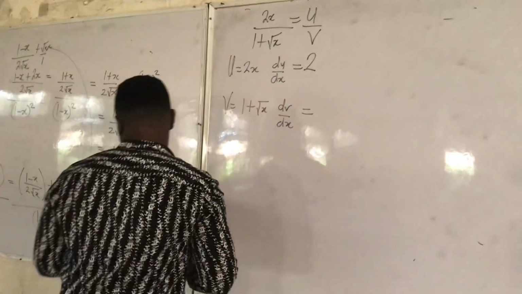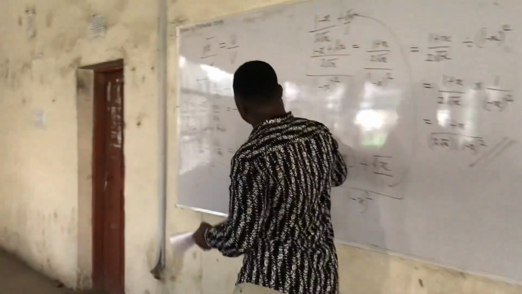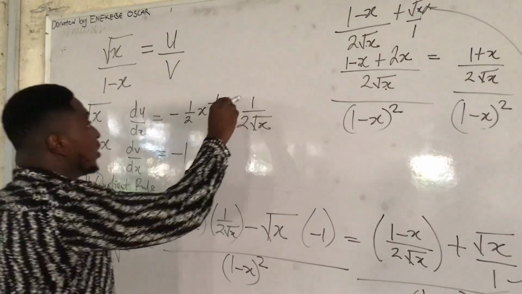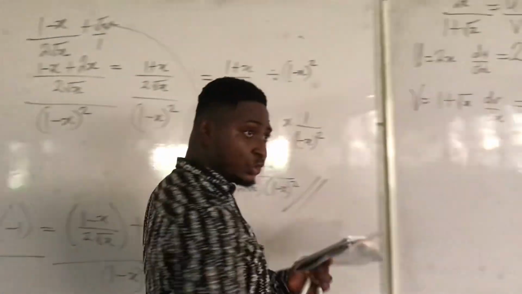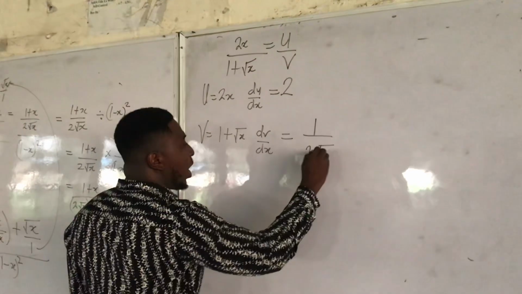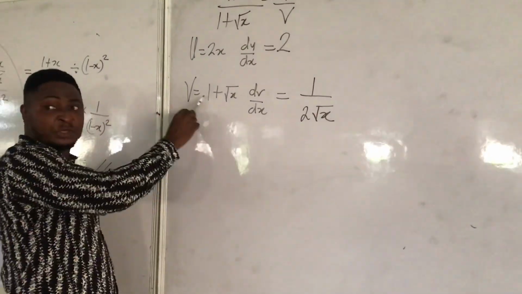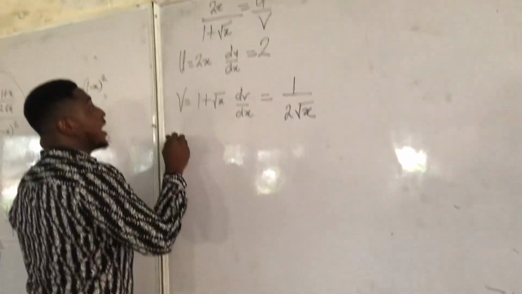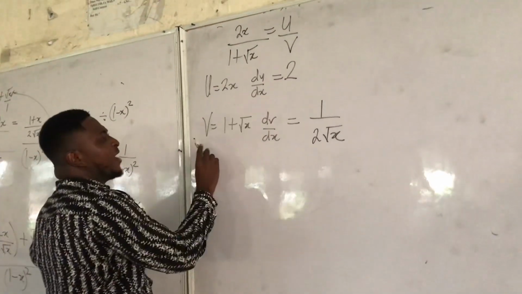What is the definition of root x? We have done it before, so don't waste time. When you differentiate root x, always know that you end up having 1 over 2 roots. Differentiate root x, you have 1 over 2 root x. I'm not bothered about this one because it's a constant to disappear. Now, we have u, we have du dx, we have v, we have dv dx.